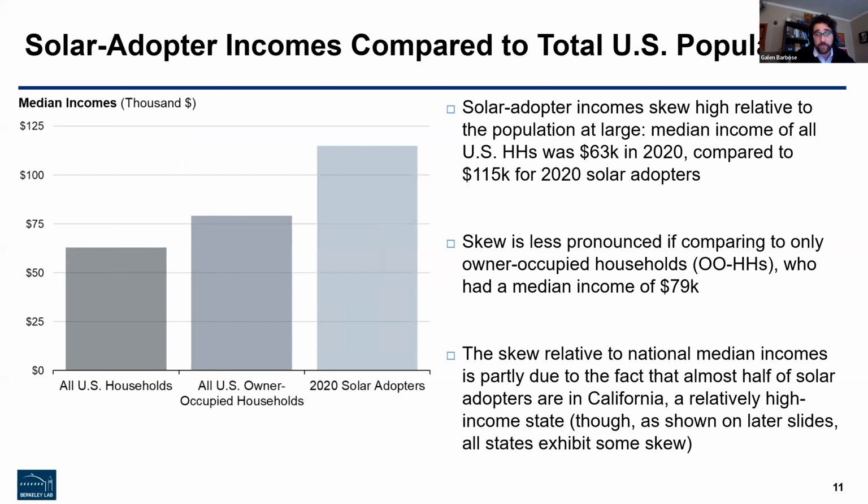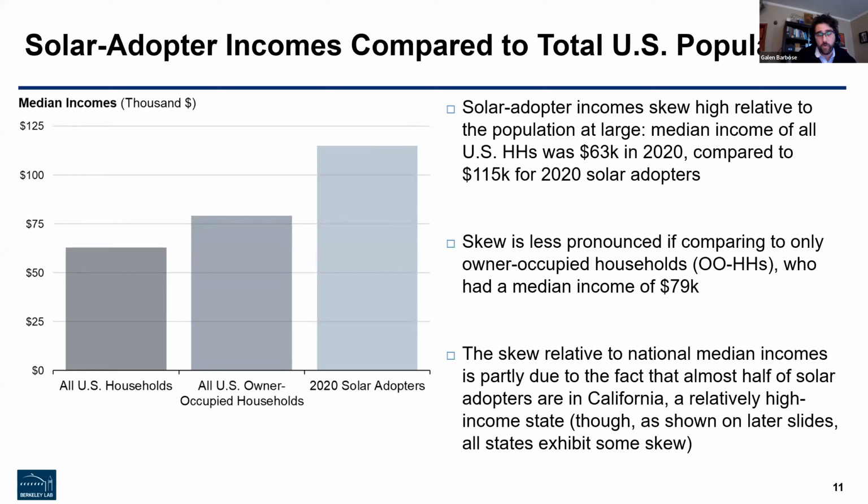So the natural question after that is how do those incomes compare to the population at large? The figure here shows the simplest version of that comparison. On the right-hand side, we show the median income of solar adopters, which was around 115K or so in 2020. And then on the far left, we show the median income of all US households, which was just a little bit over half that level. So pretty large difference when compared just to all US households.